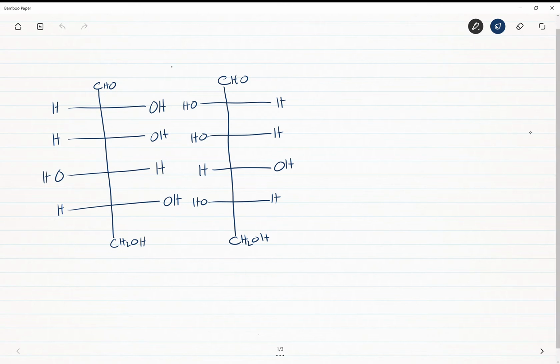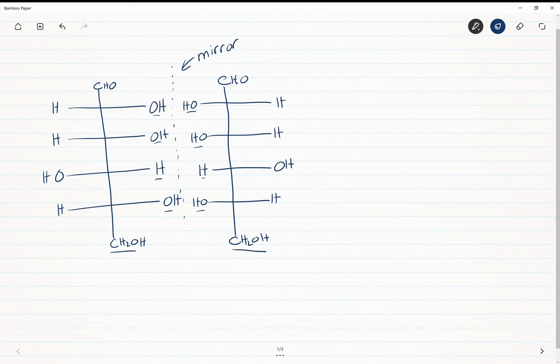So we begin by drawing our imaginary mirror in between these two. And we're trying to determine if they are mirror images of each other. If they are, then it's going to be an enantiomer, and if they are not, then we'll call it a diastereomer. So what you see is these OHs facing each other, and it continues on down. These hydrogens are facing each other, and these OHs are facing each other. The rest of the molecule is the same.